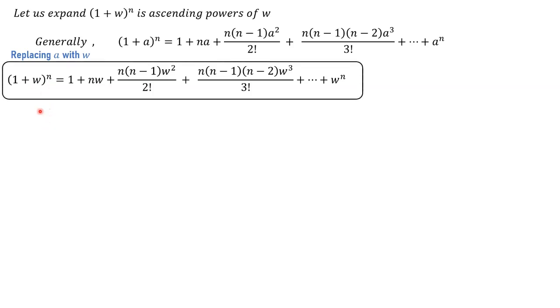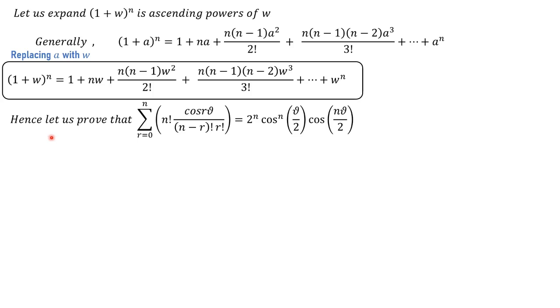That was actually what was required for us to do, because we are asked to expand this in ascending powers of omega, which is what we analyze. So the only thing you have to do here is to identify that this can still be broken down using the binomial expansion of 1 plus a, where a is going to correspond to omega.